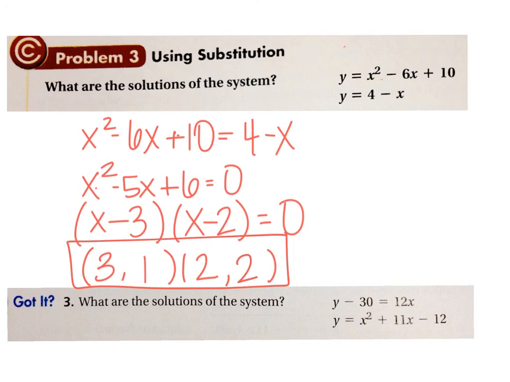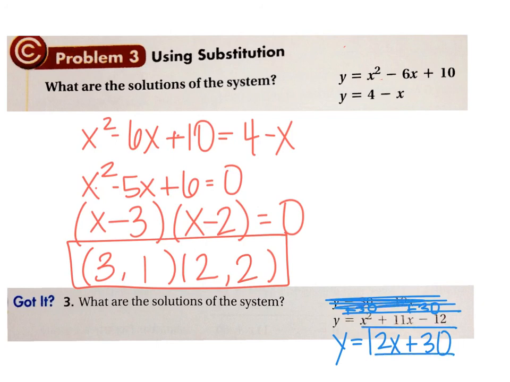All right, number 3, I need you to pause the video and use substitution. To do substitution on this one, I want you to add the 30 first. So you get y equals 12x plus 30. And now set this equal to this. And then when you get done, you can start the video back up and I'll show you the right answer.